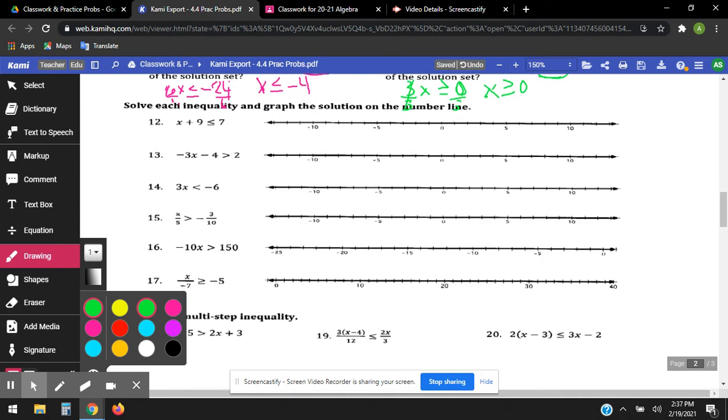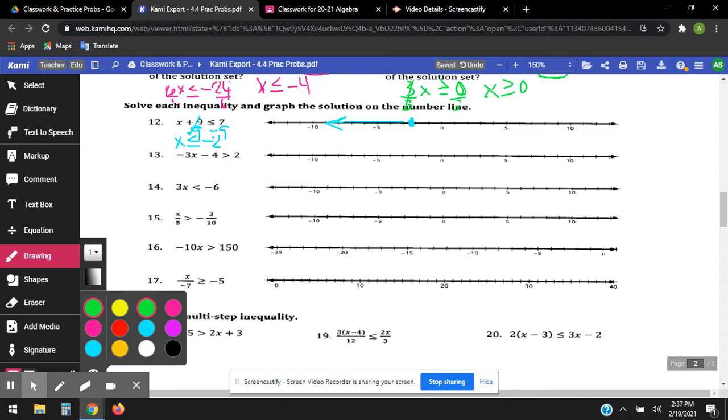Solve each inequality and graph the solution on a number line. So to solve this, let's just keep going with the pattern we have. Instead of a plus 9, we need to subtract 9. So x is less than or equal to 7 minus 9, which is -2. So I'm going to go over here to -2. It's less than or equal to, so I can put a closed dot. Less than means I go to the left.